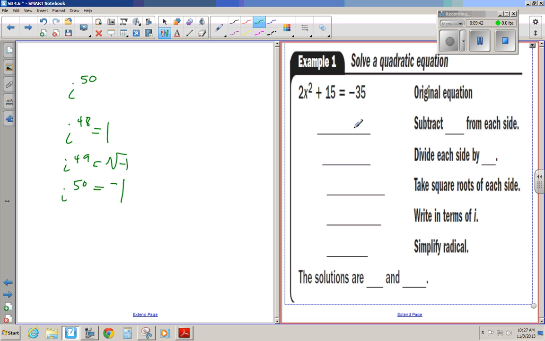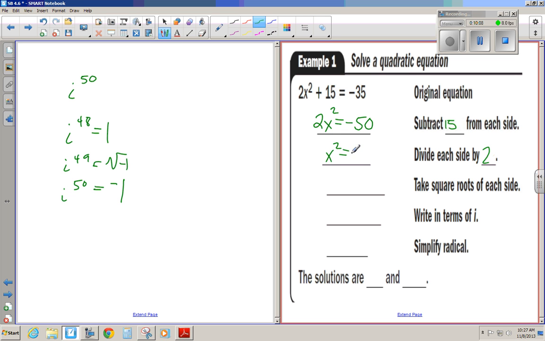All right, so now we're going to be solving these. And it's the exact same steps from 4.5. You have to isolate the power term. So first, subtract 15 from each side. 2x squared equals negative 50. Divide each side by 2. x squared equals negative 25. Square root both sides.